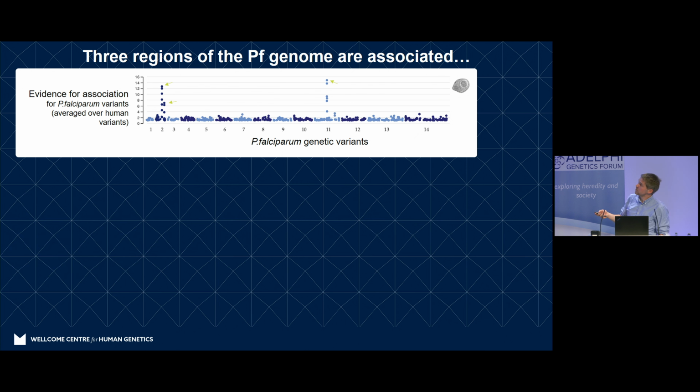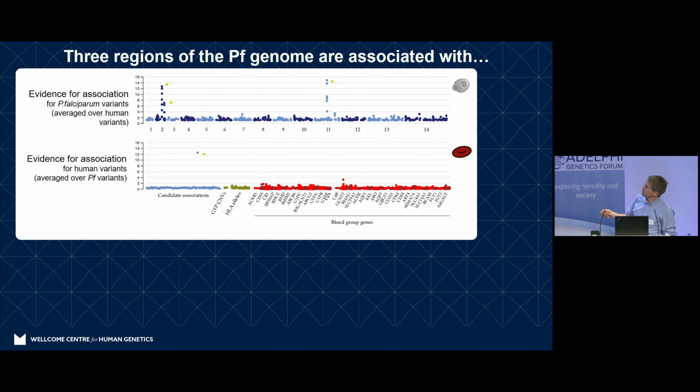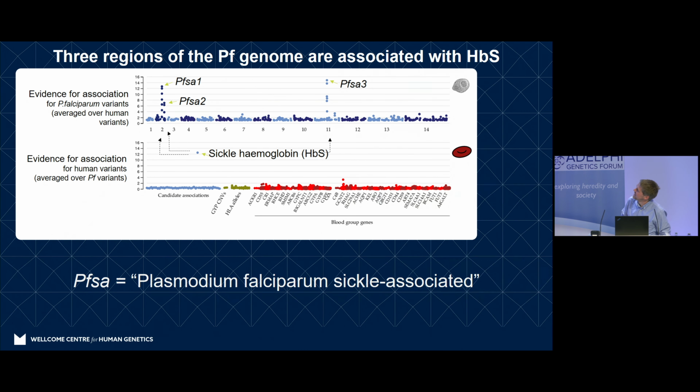So here's what it looks like in the human part of the study. Weirdly enough, across all these human variants that we included in our scan, not three, but just one human variant turned out to be associated with parasite genetic variation. I wonder if anyone can guess what the human genetic variant that stuck out here was. I think someone said it was sickle hemoglobin. That strongest effect, the strongest protection against malaria, lo and behold, turns out to be involved in this interaction. So we've taken to calling these PFSA, Plasmodium falciparum sickle-associated loci 1, 2, and 3.